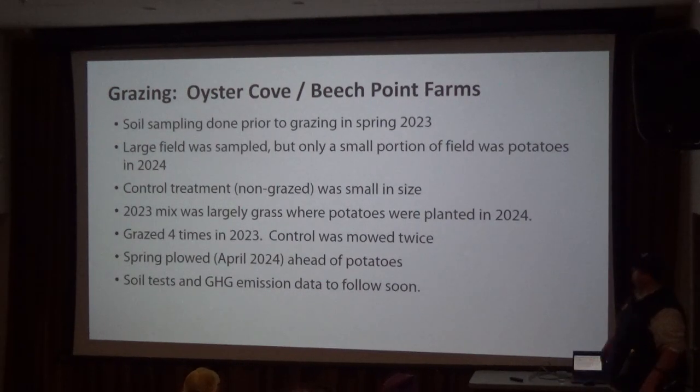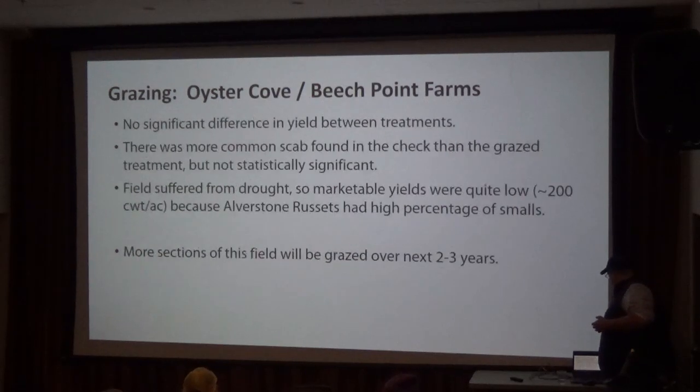The control was mowed twice, and then it was spring plowed last spring, and that did cause some issues with lots of clumps and lots of sod that didn't break down. So it wasn't ideal. It just ended up how things went. They ended up keeping the cows out on that field later than expected. And again, Ag Canada worked with us on the soil testing and the GHG emissions. I don't have a lot of that information yet, but will down the road.